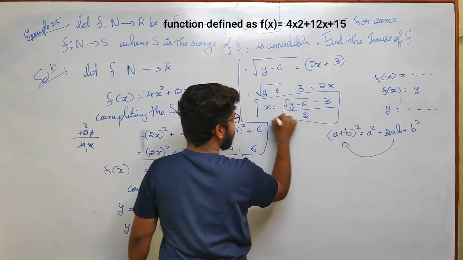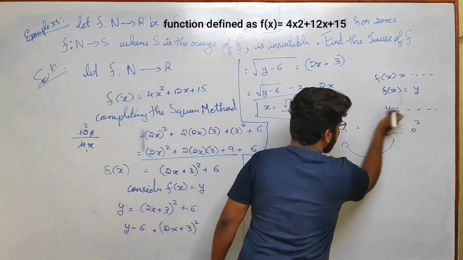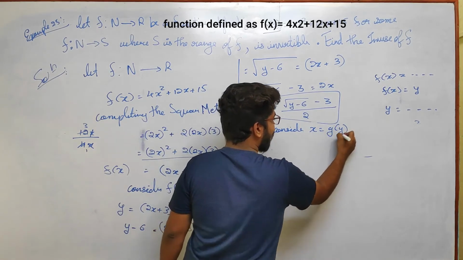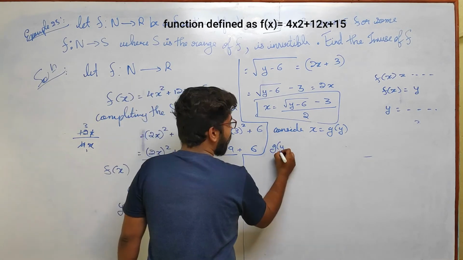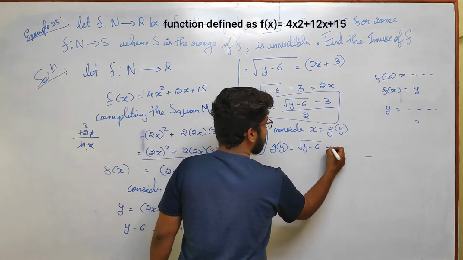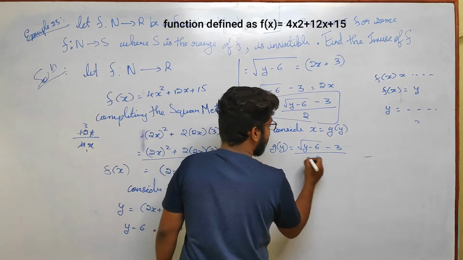So now this is your second equation, or else you can write it like this also. Consider x is equals to g of y. Understanding? So g of y is equals to root of y minus 6 minus 3 divided by 2.